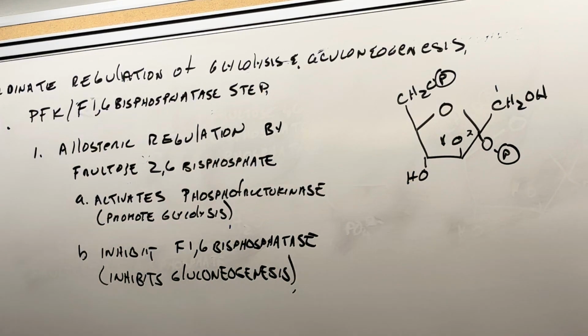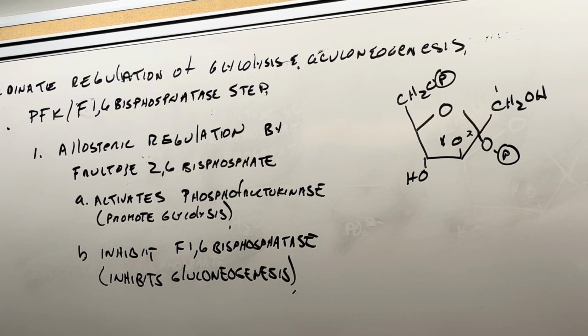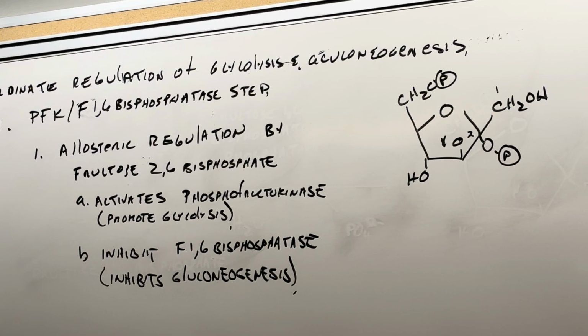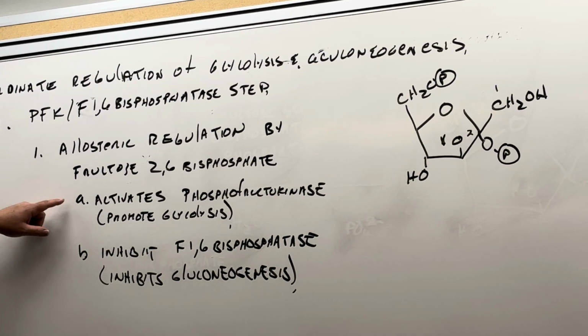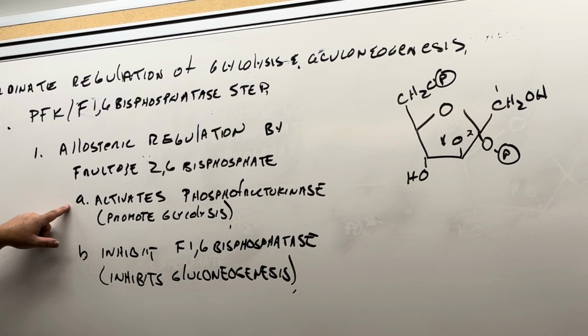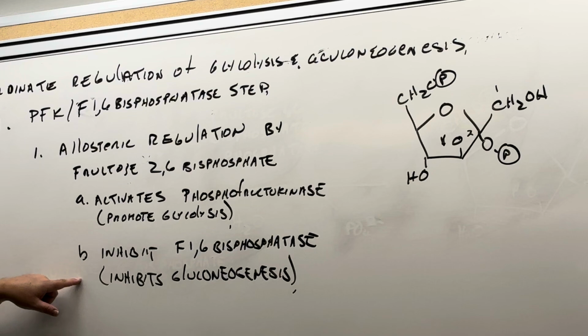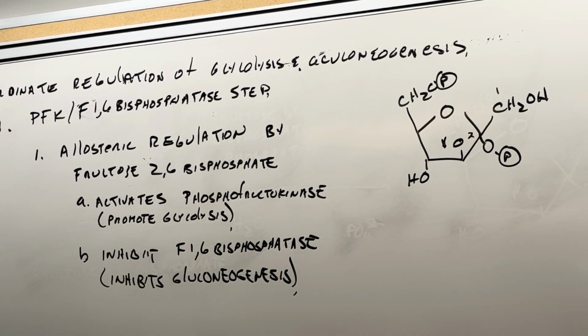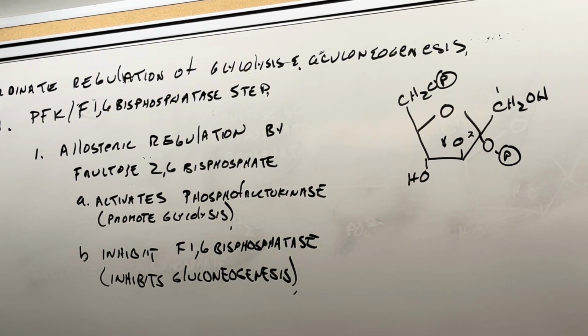Okay, so this is basically a nice molecule that acts as a switch. When it's around, it's going to activate phosphofructokinase, promoting glycolysis, and at the same time shutting off fructose 1,6-bisphosphatase. When it's not around, then the phosphofructokinase is unstimulated, basically isn't very active, but this one is uninhibited, and so it's going. So when you don't have the fructose 2,6-bisphosphate around, then you're going to promote gluconeogenesis.